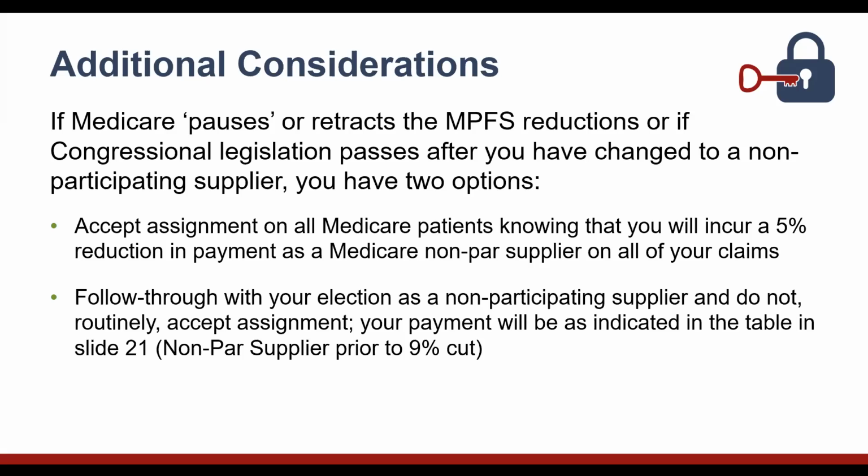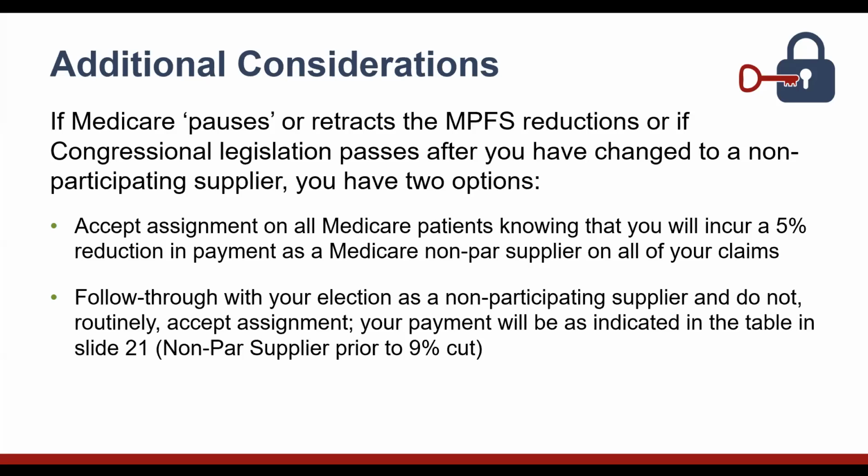Another thing is, if indeed you sign the document, nothing happens in January, and the 9% does go into effect, you will be able to benefit from changing to non-par. But if you accept assignment on all of those, you're going to have a 5% reduction again on all your claims. So what if February 15th legislation passes? You're going to be saddled with that 5% reduction. So you have to have a certain amount of risk tolerance if you do this.